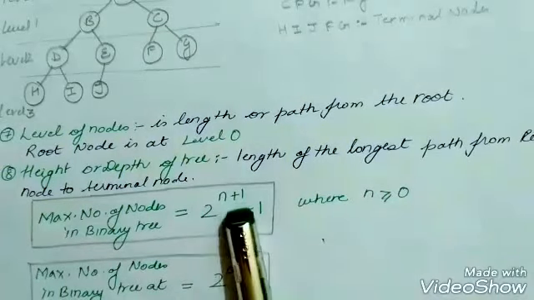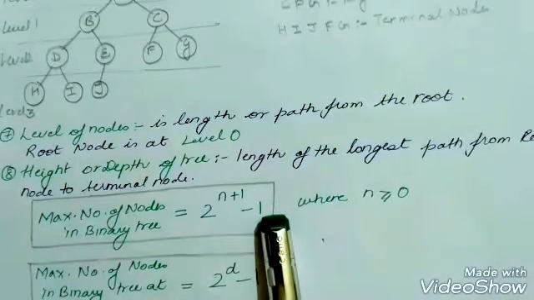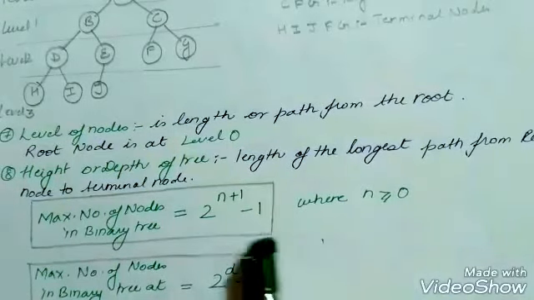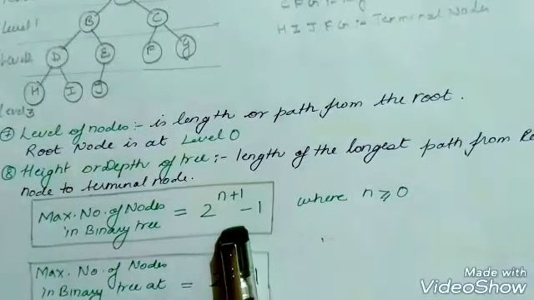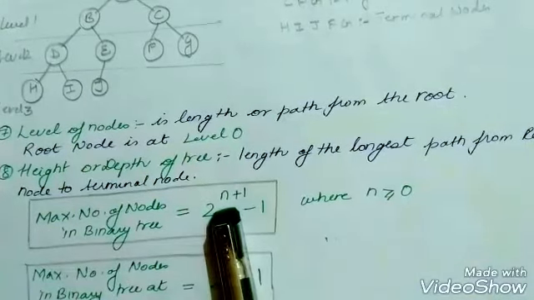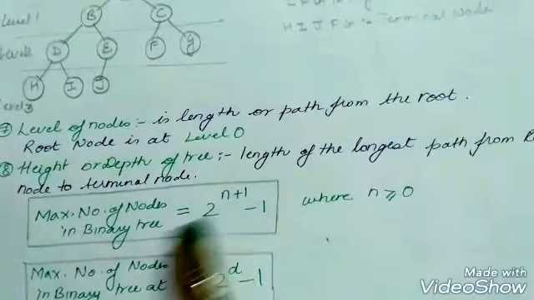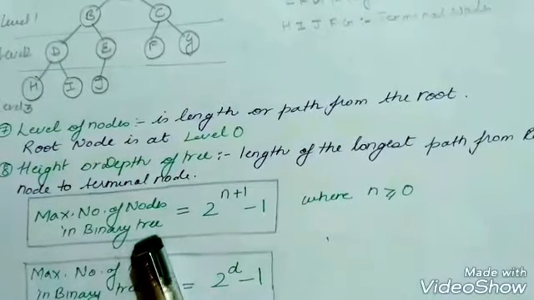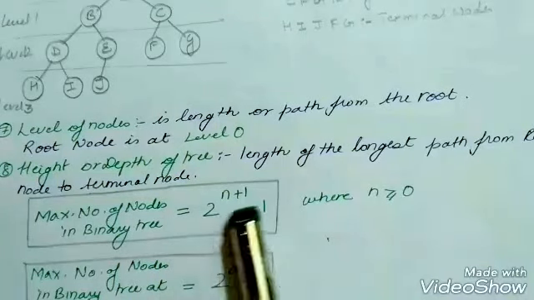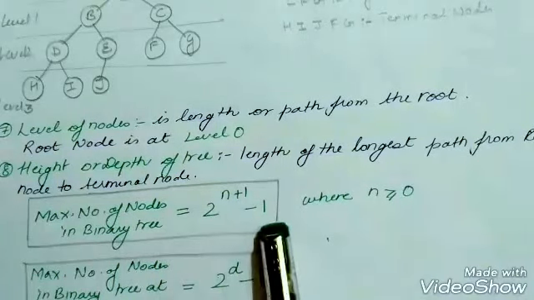2 raised to power n plus 1 minus 1, where n is greater than or equal to 0. In this case, n is the number of nodes. When the number of nodes is specified to you and it is told that the tree is a binary tree, the maximum number of nodes is going to be 2 raised to power n plus 1 minus 1.